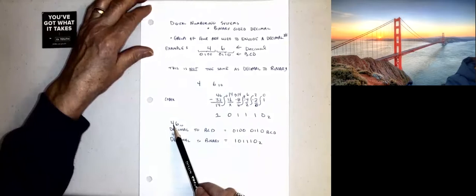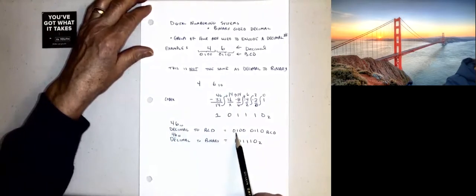And here it is together. So for 46 in decimal, to get to binary coded decimal, it gives you this set of zeros and ones. If you take that 46 in decimal and turn it to binary, you'd end up with this set of numbers. So just be careful.